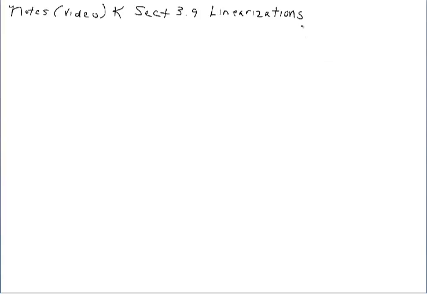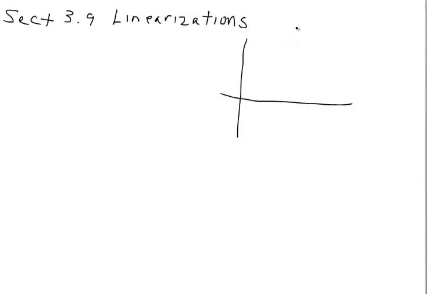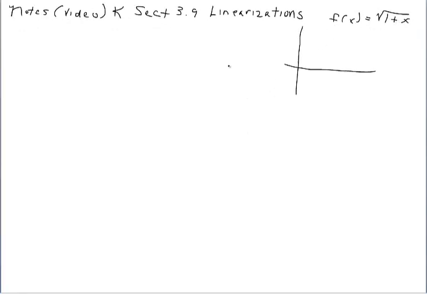Pardon the graph, it's been a while since I've actually done anything on the video, so I'm out of sync here a little bit. I want to take a look at the function f of x equals the square root of 1 plus x. If we look at a graphical approach of that, the square root of 1 plus x would start here, and it would continue in this manner right here.